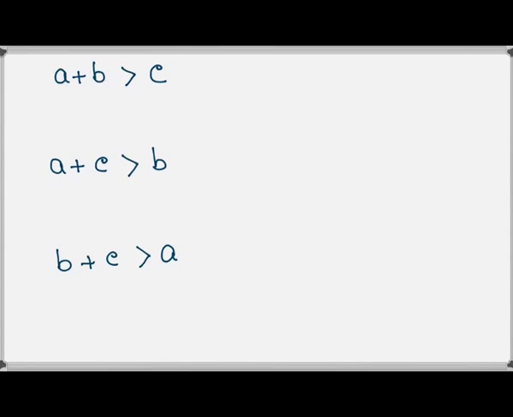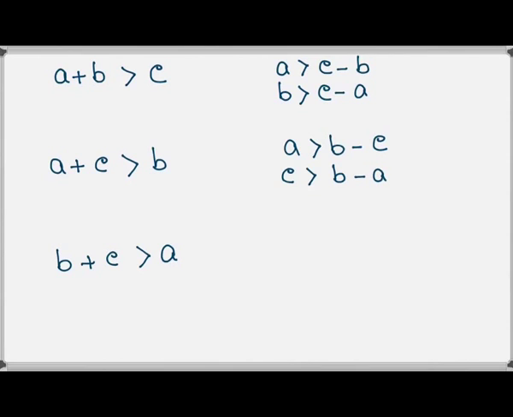Now from the first inequality a + b > c, we can write that a > c − b and also b > c − a. From the second inequality we can write that a > b − c and c > b − a. And from the last one we can write that b > a − c and c > a − b.